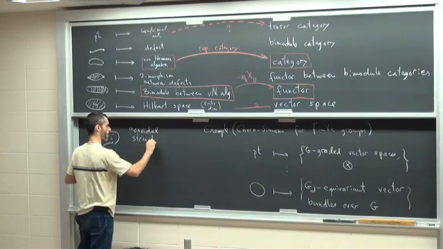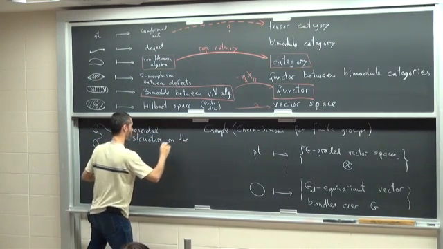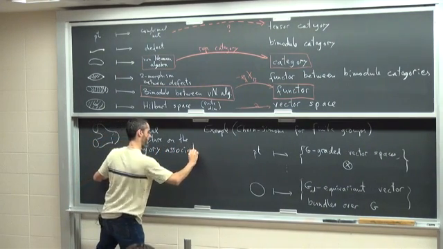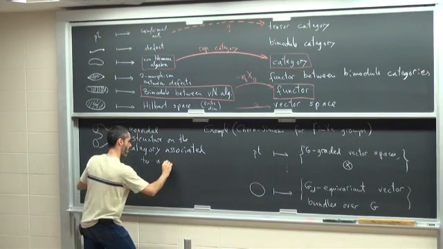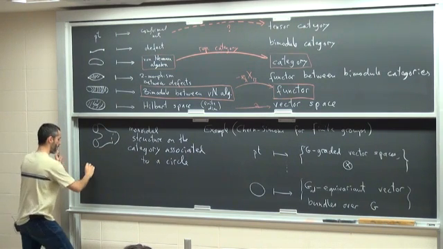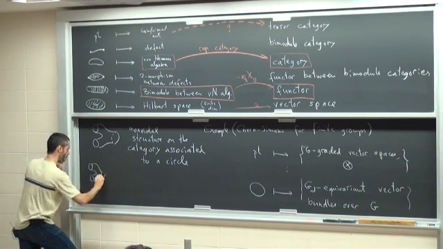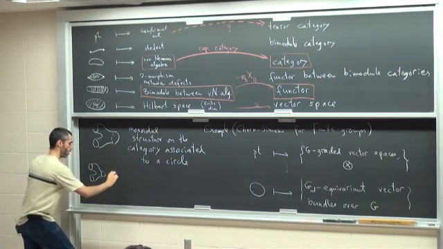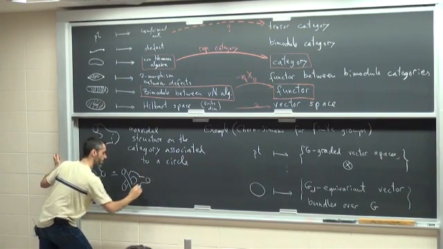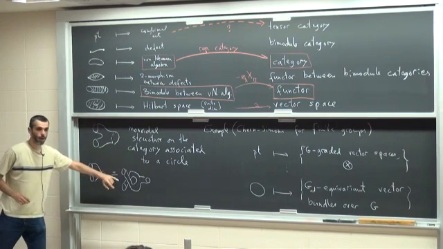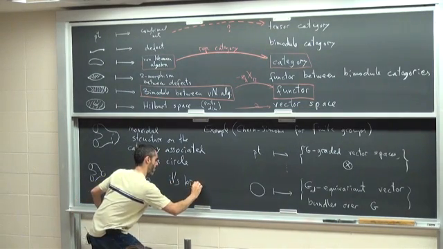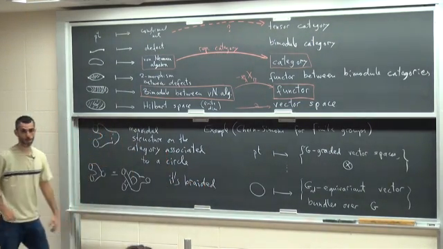monoidal structure on the category associated to a circle. If I notice that there is a diffeomorphism between the pair of pants and the pair of pants where I switch the two incoming circles, then that tells me that there's a braiding for that monoidal structure.